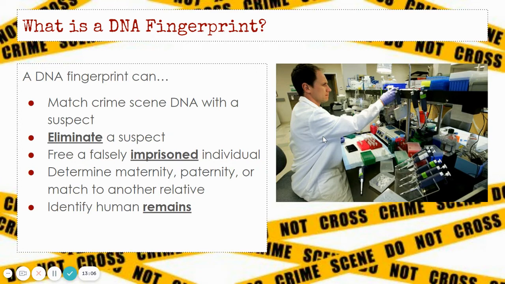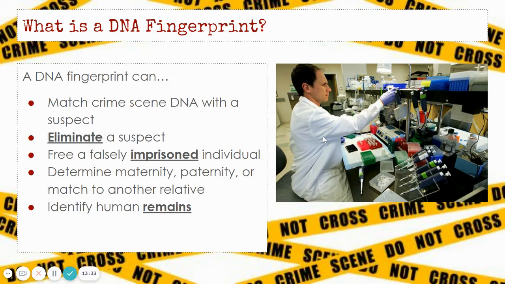Once we have that DNA fingerprint, we can match crime scene DNA with the suspect. It also can help us to eliminate a suspect, right? If their DNA doesn't match, that is evidence that it isn't that person. It can also be used to free any falsely imprisoned individuals. If someone is convicted of a crime, let's say in the 70s, before DNA technology was used, we can use fingerprinting now to prove that that person didn't commit the crime.